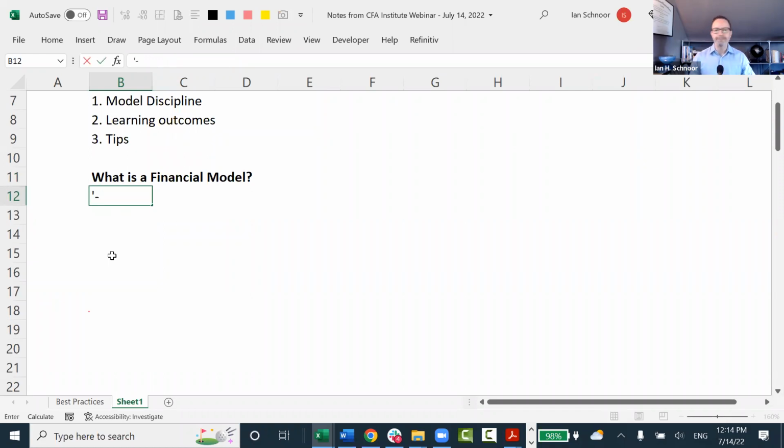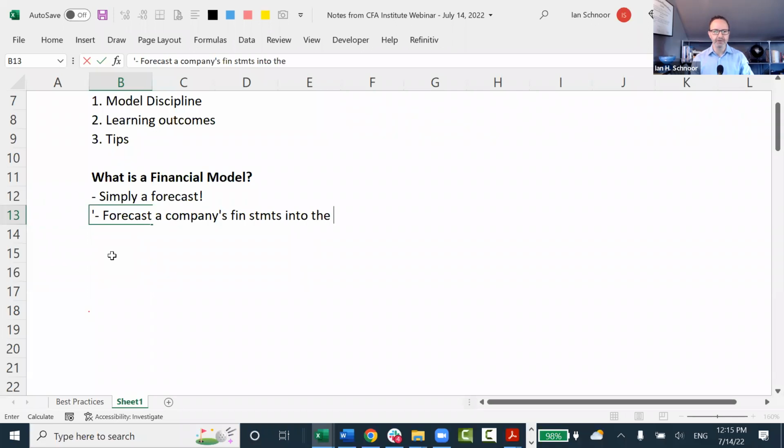So first of all, when I say what is a financial model, I'd love to get your feedback in the course, for those of you who come. I'll listen and hear what some of you have to say, because there are different ways you can think about modeling. But for today's discussion, very simply, I like to say it is simply a forecast. That's it. All we're trying to do is forecast, usually a company, could be a project as well, a company's financial statements into the future.